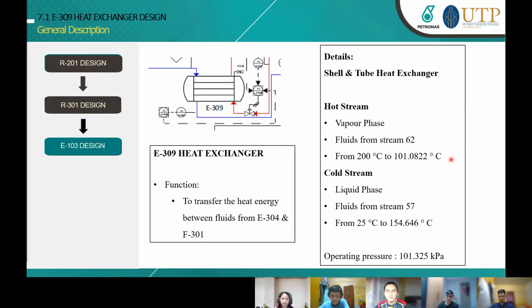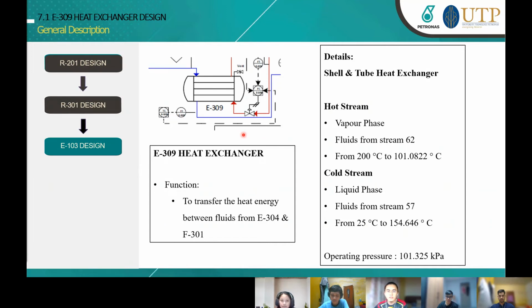First and foremost, heat exchanger E309 is introduced after the heat integration process during the design of the plant. So the main function of E309 is to transfer the heat energy between the fluids from E304, which is stream 62, and F301, which is stream 57.